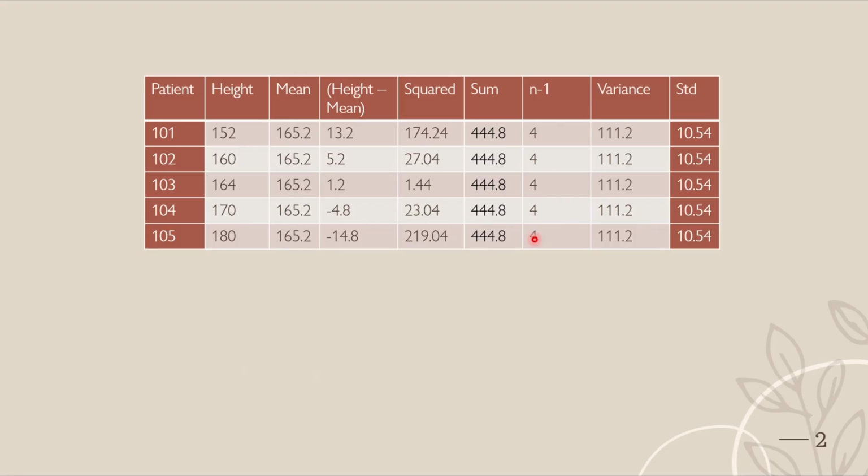Now we can calculate the variance. It's nothing but 444.8 divided by 4. When we take the square root of this variance, it is nothing but your standard deviation. So it will tell you that the standard deviation is 10.54 for a mean of 165.2.